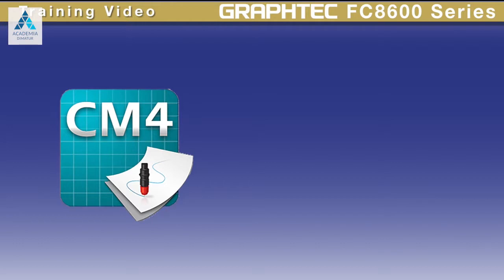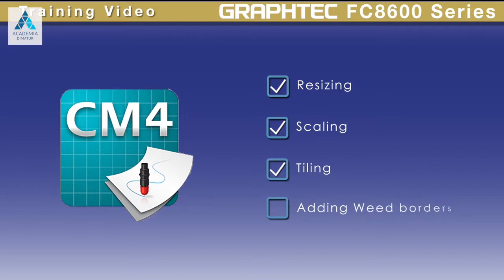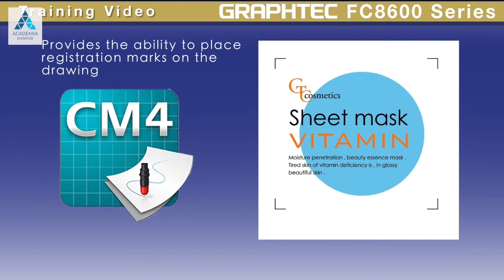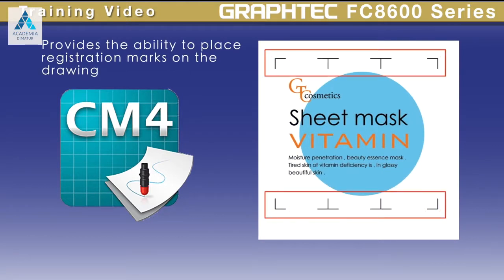Once the design is in Cutting Master 4, there are many useful options for manipulating the design prior to cutting them, such as resizing, scaling, tiling, and adding weed borders. This is also where registration marks are generated on the design for print and cut jobs.